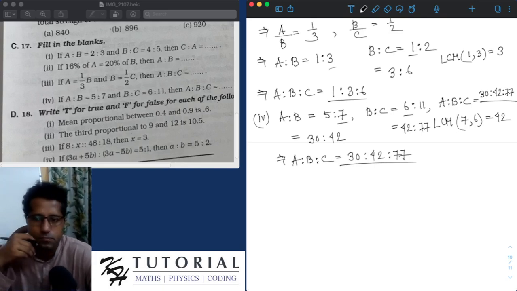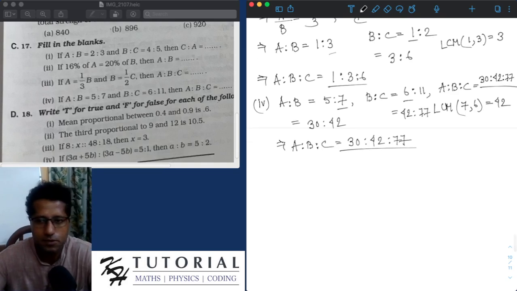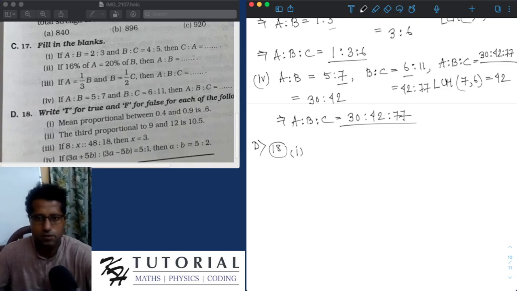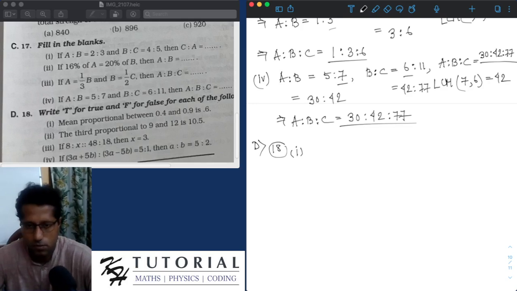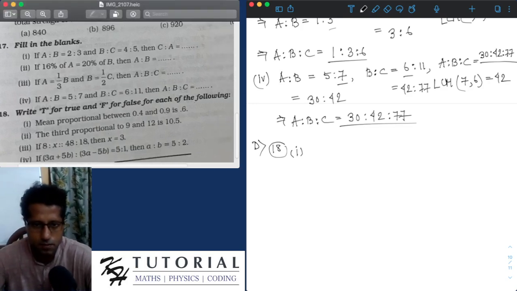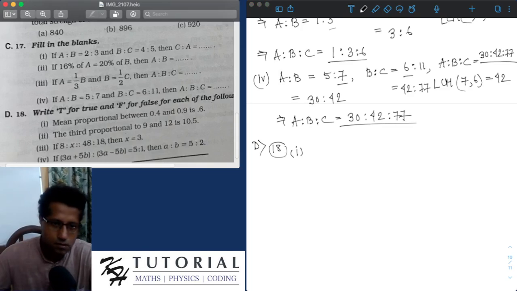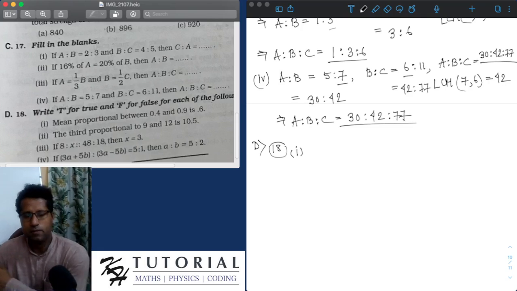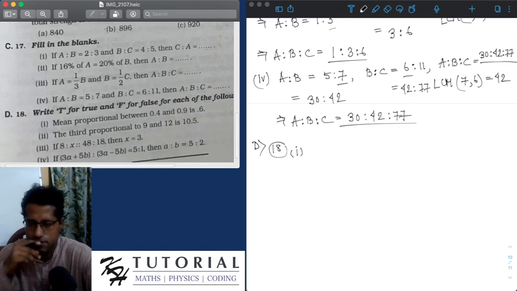Okay, let's do section D. In section D, we have question number 18 and we have 4 parts. These are true or false statements. We have to say whether the following statements are true or false. The first one says the mean proportional between 0.4 and 0.9 is 0.6.